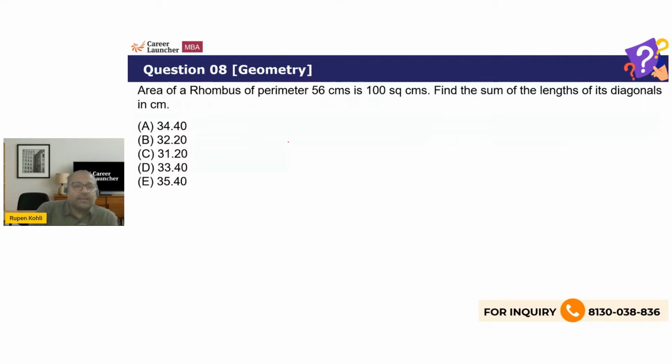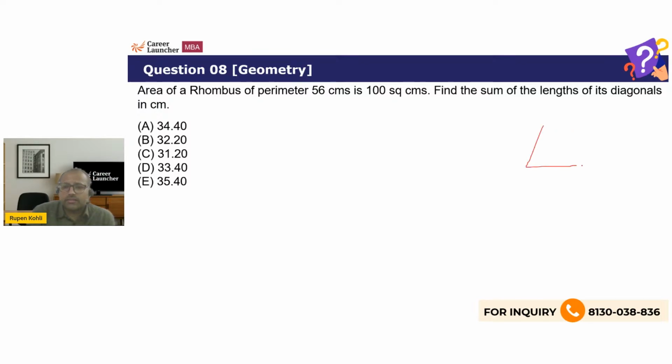चलिए ज्योमेट्री का एक क्वेश्चन देखते हैं. Let's see. Area of a rhombus of perimeter 56 centimeters is 100 square centimeters. Find the sum of the lengths of its diagonals in centimeters. ठीक है, तो rhombus के सारे कॉन्सेप्ट्स यहाँ पर आपके टेस्ट हो जाएंगे.